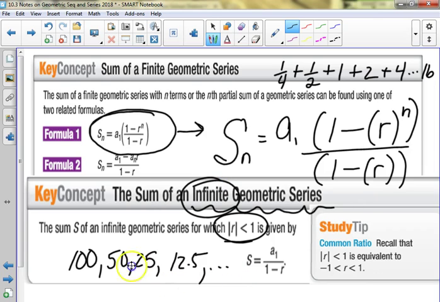We can find the sum of all of these is going to be approximately the first term divided by 1 minus, what were we multiplying by? We were multiplying by 1/2, right? So we would get 100 divided by 1/2, which would be, anybody? 200.